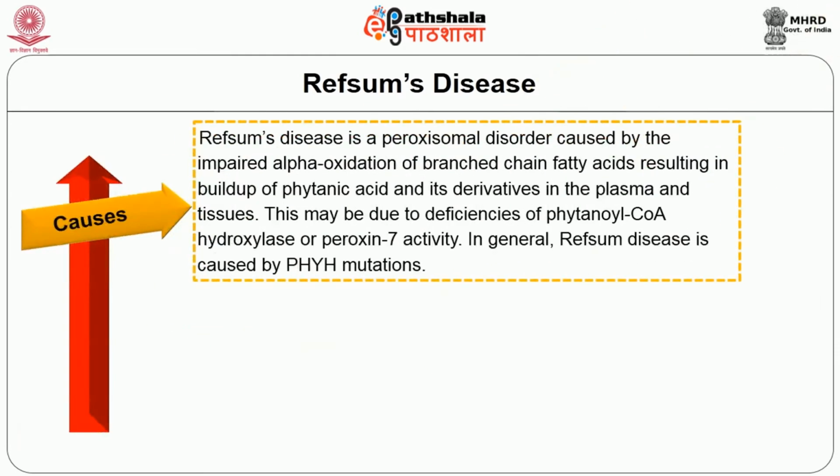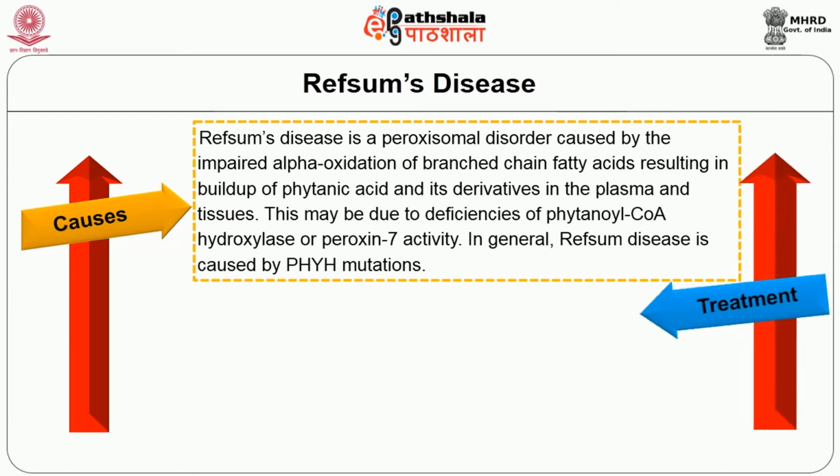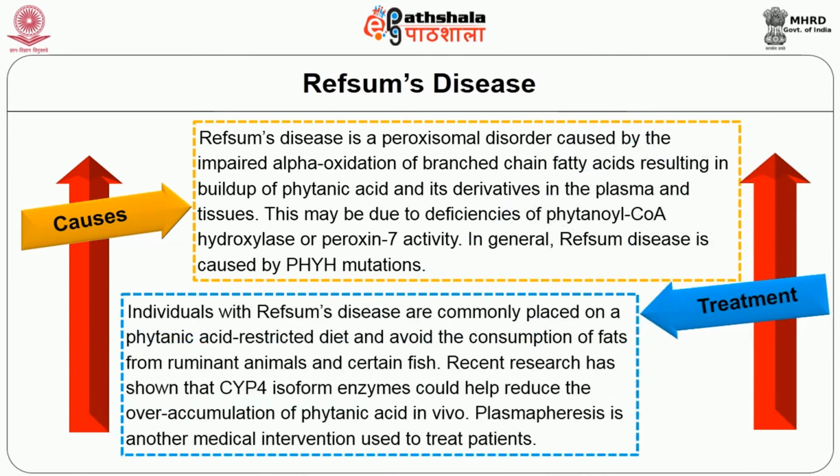What are the causes of this Refsum's disease? It's a disorder caused by the impaired alpha oxidation of branched chain fatty acids, resulting in buildup of phytanic acid and its derivatives in the plasma and tissues. This may be due to deficiencies of phytanoyl-CoA hydroxylase or peroxin 7 activity. In general, Refsum disease is caused by PHYH mutations.